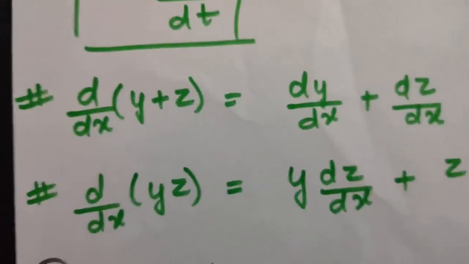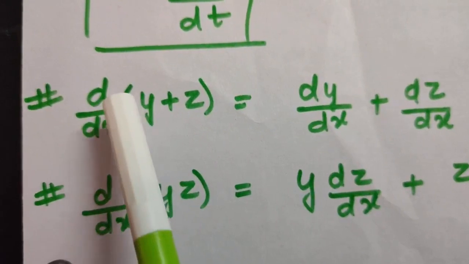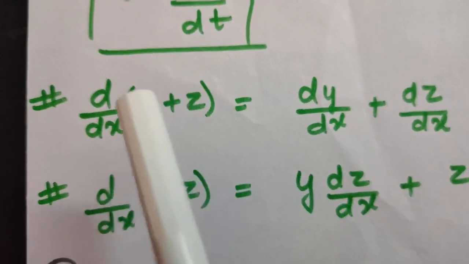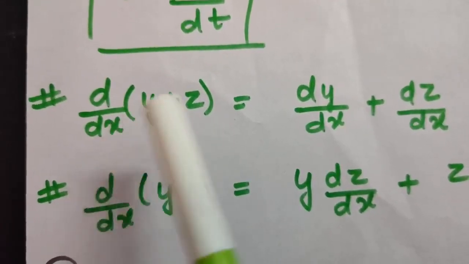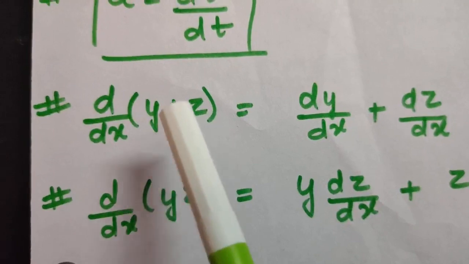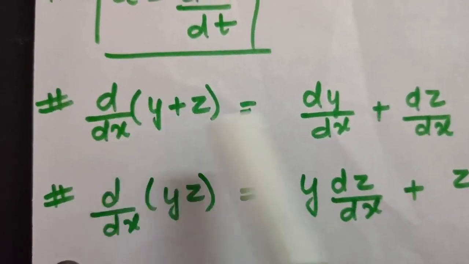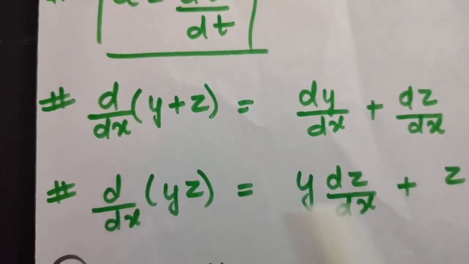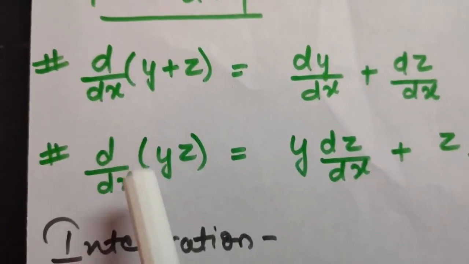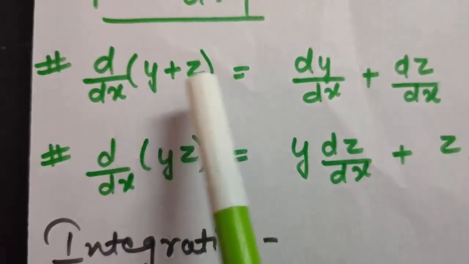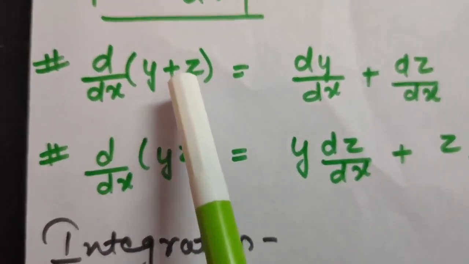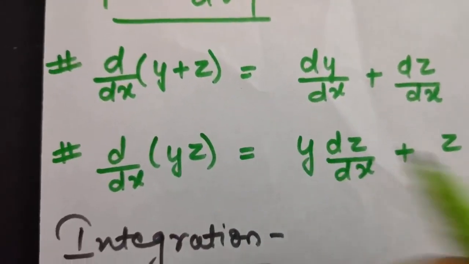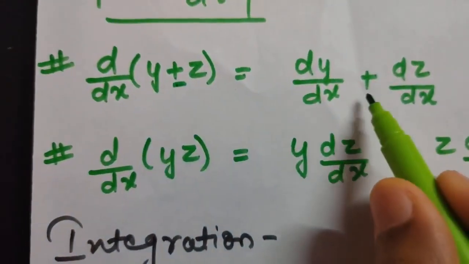Now two more formulas are there. Suppose you have d by dx of y plus z, that is something in addition. Differentiation will go to both of them, that is dy by dx plus dz by dx. If there was a subtraction sign, the same will be there, only the subtraction sign will come. If there is a negative sign here, the negative sign will come here as well.